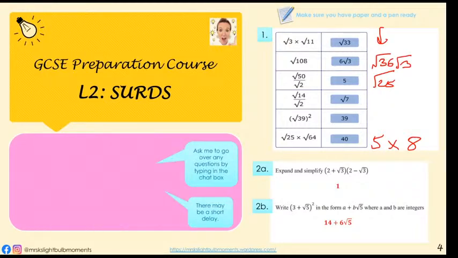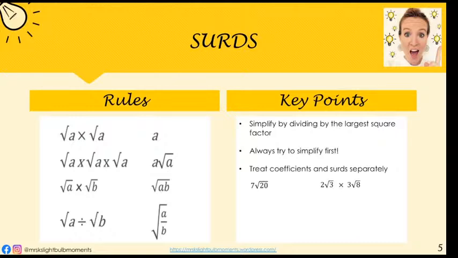Right. Next page then. So these are the rules we just talked about. The first one is the multiplication rule. Root a times root a equals a. Now this one is actually a specific one because it's the same root. So it's like root 5 times root 5 would just equal 5.